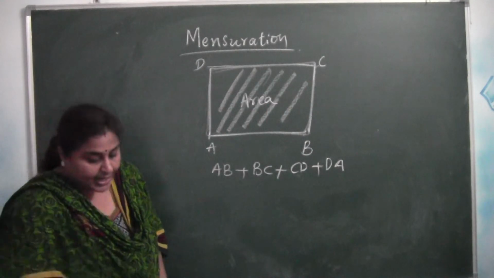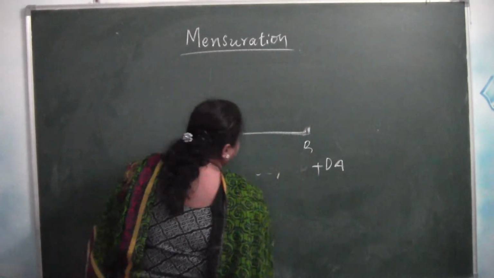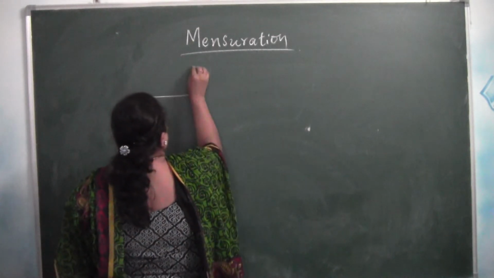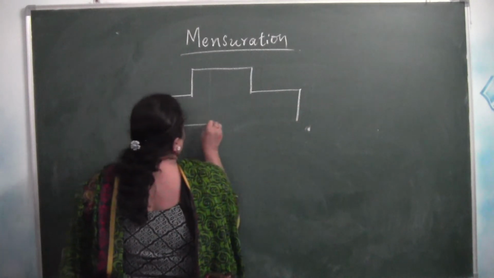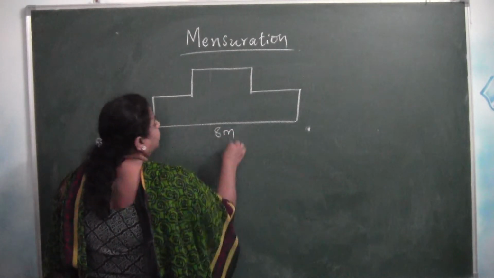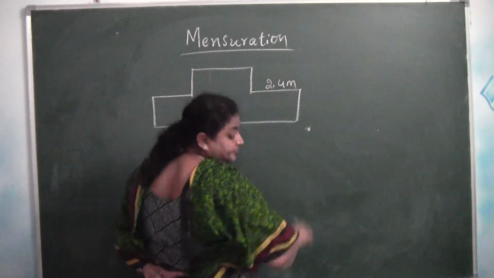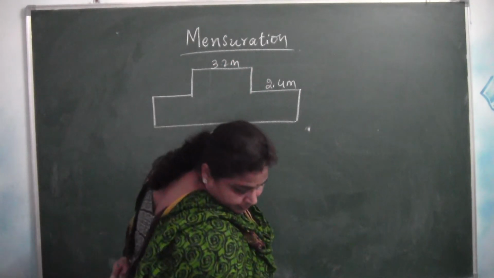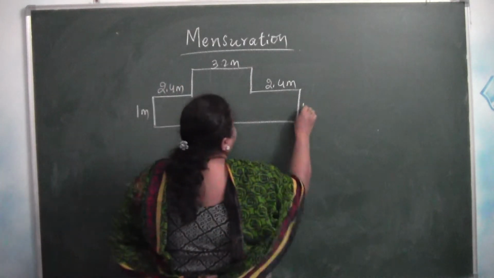That's it. Okay. Now let us see in your problem. So we have a closed figure, and you have been given this figure and the measurements: 8 meters, 2.4 meters, 3.2 meters, 2.4 meters, 1 meter and 1 meter.